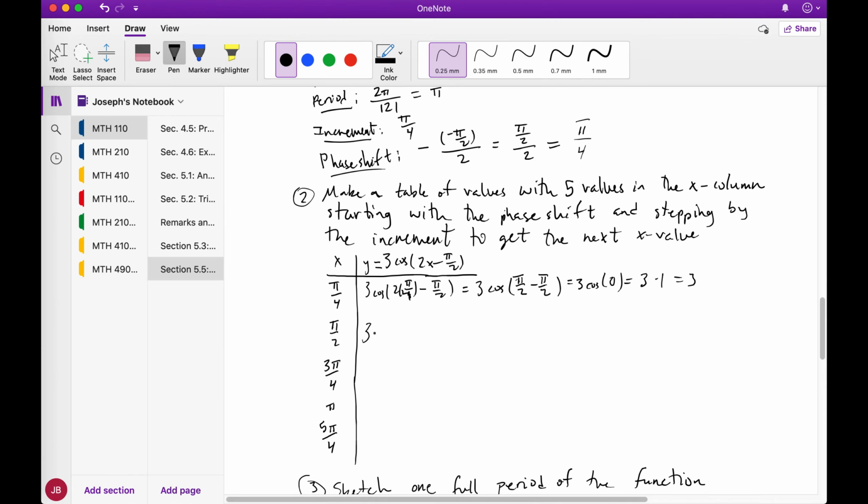Okay, next one. And I encourage you to pause the video and work ahead on this if you like. So I plug in my x value of pi over 2.